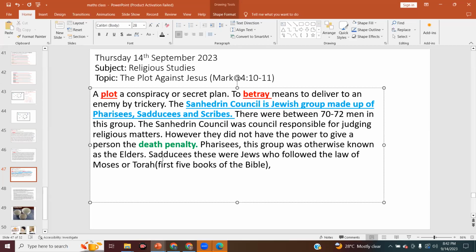And the Sadducees, they did not believe in angels, did not believe in spirits or the resurrection.